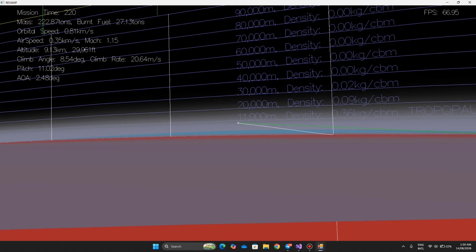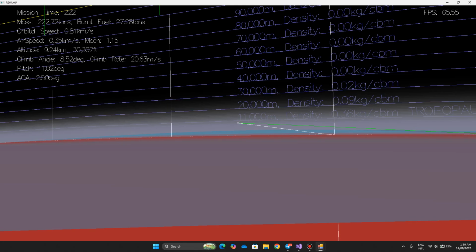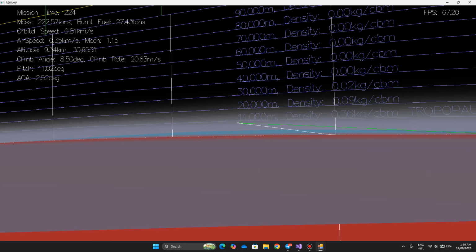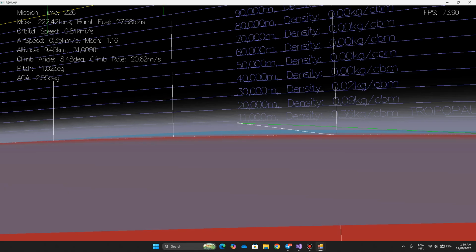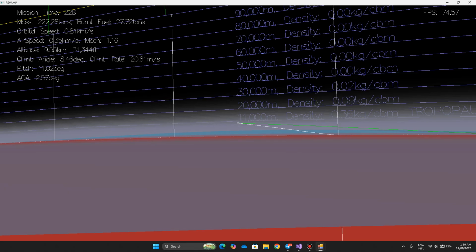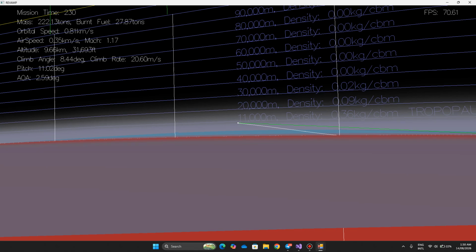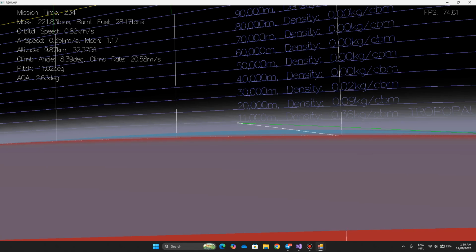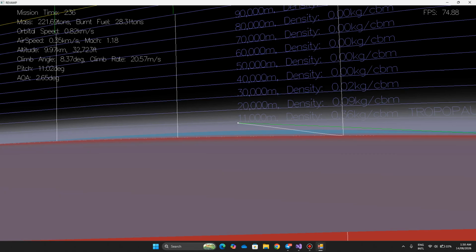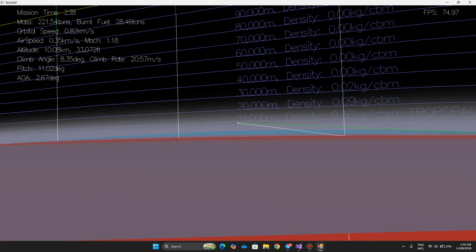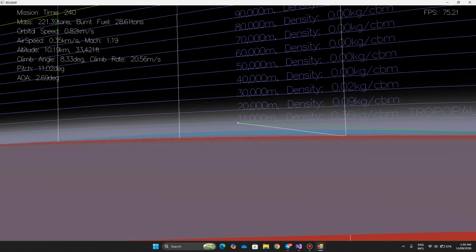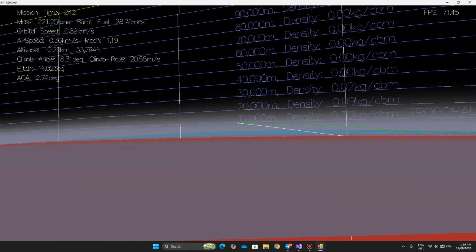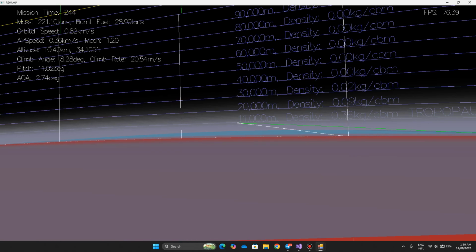Now, the reason why I'm not setting the autopilot to a fixed climb angle is because it produces undesirable fuel burn results. So I'm going to stay consistent and stick to the 11-degree fixed pitch angle and just observe the climb angle change as well as the AOA, that is the angle of attack.